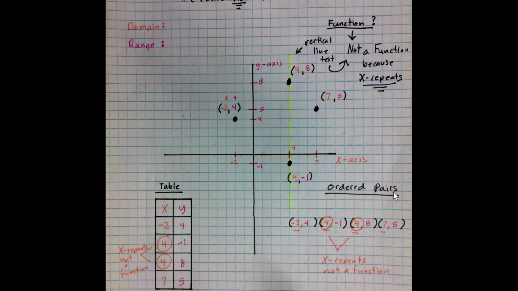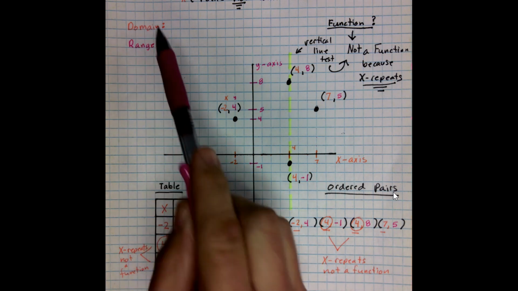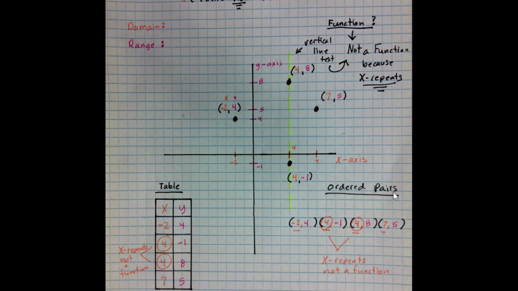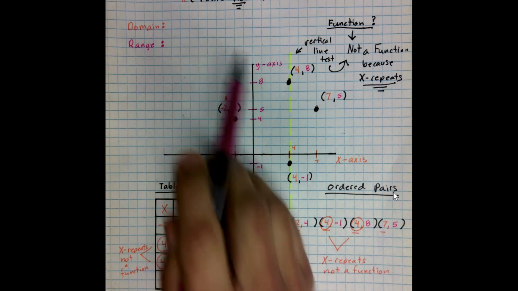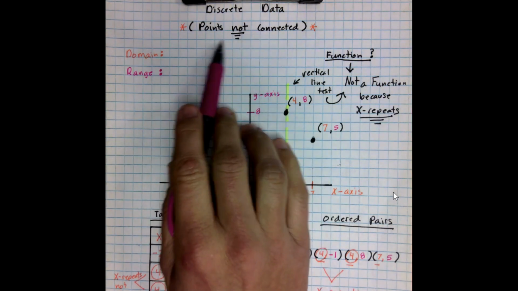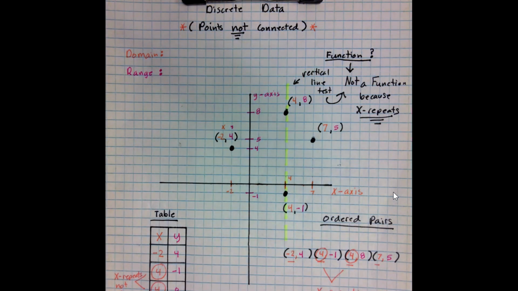But here you can clearly see that this is not a function. Now, just because it's not a function doesn't mean it doesn't have a domain and range. So we still have a domain and range for it, even though it's not a function. So let's go ahead and write the domain and range for this particular graph. Now, when it comes to discrete data, because remember, I'm going to go back to our first point, this was discrete data because the points are not connected. And when we write the domain and range for discrete data, we're simply going to do it with brackets.